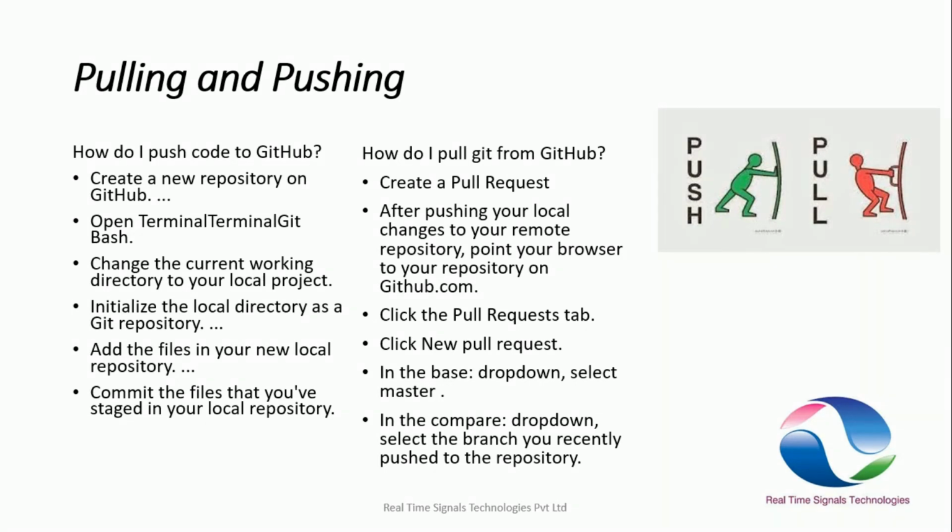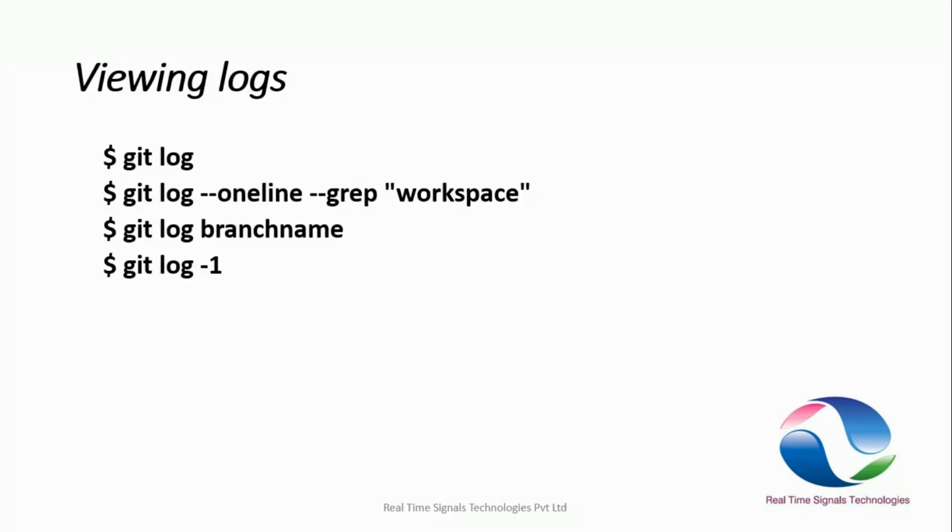To push the most recent updates from the remote repo: 1. After pushing your local changes to your remote repository, point your browser to your repository on GitHub. 2. Click the Pull Requests tab. 3. Click New Pull Request. 4. In the Base drop-down, select Master. 5. In the Compare drop-down, select the branch you recently pushed to the repository.